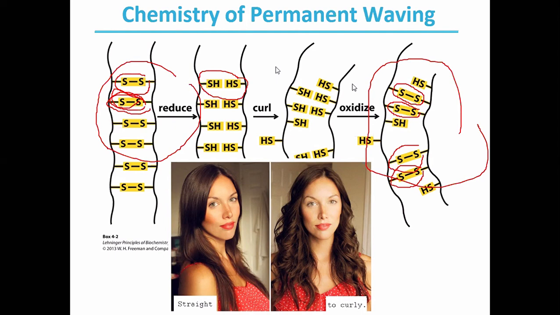Alright? Bald heads can also be cut, but you don't need reducing agent. Just cut. So yeah, that's the magic of chemistry. Right? Any other questions about your hair? No, right.